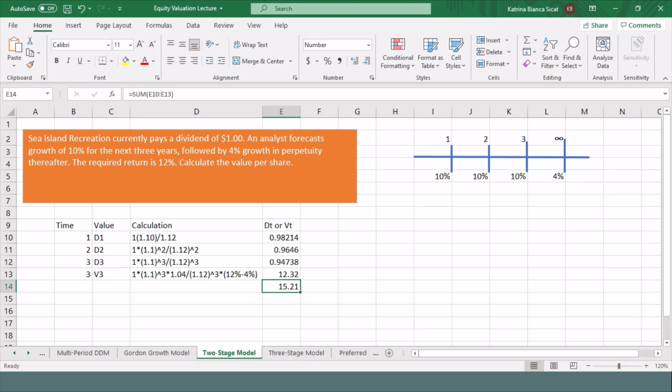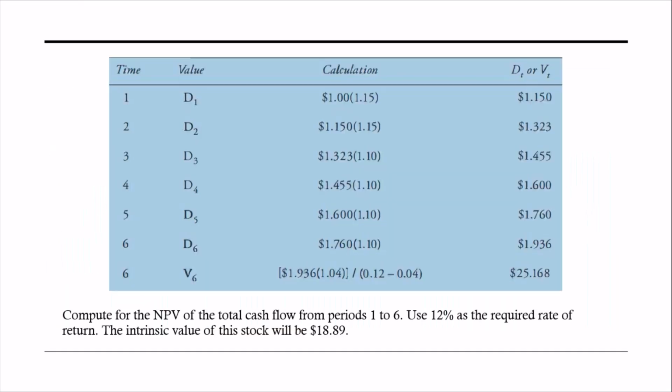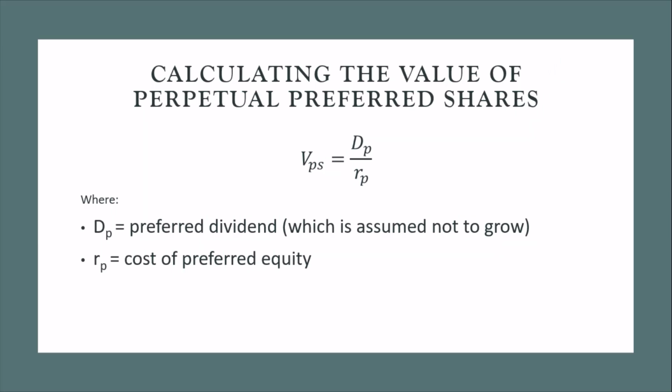Okay. And I think we're on to our last valuation model under the dividend discount model or under the present value model. And this is calculating the value of perpetual preferred or preferred shares. So, napaka-simple lang, no? Easy na lang to sa inyo eh. So, the value of the preferred share is equal to the preferred dividend over the cost of preferred equity.